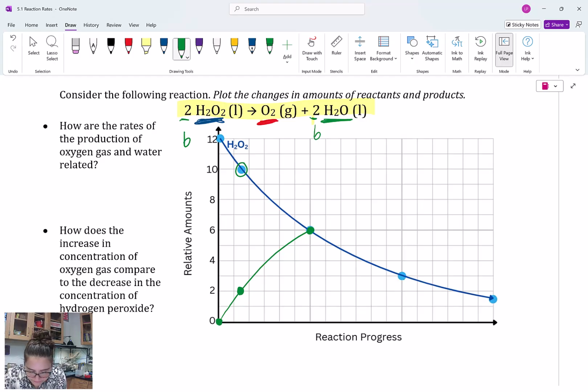Over here, we're down to 3. Okay, so we started with 12, so now we're down to 3. So that means 9 moles have reacted, which means that 9 moles of H2O have formed. So we'd be up here at 9 at this point. Yep. And then keep that going.